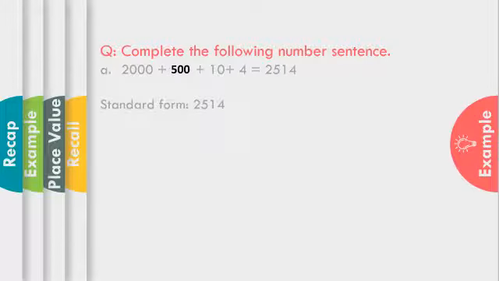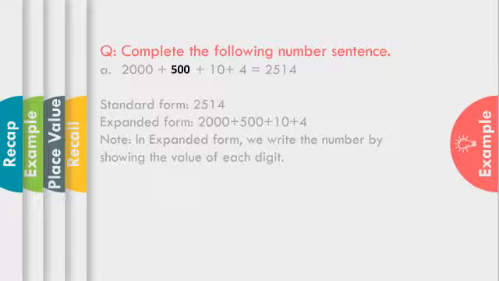The number that is written on the right side is 2514. This is called standard form. And the number that is written on the left hand side, like 2000 plus 500 plus 10 plus 4, is called expanded form. In expanded form, we write the number by showing the value of each digit.